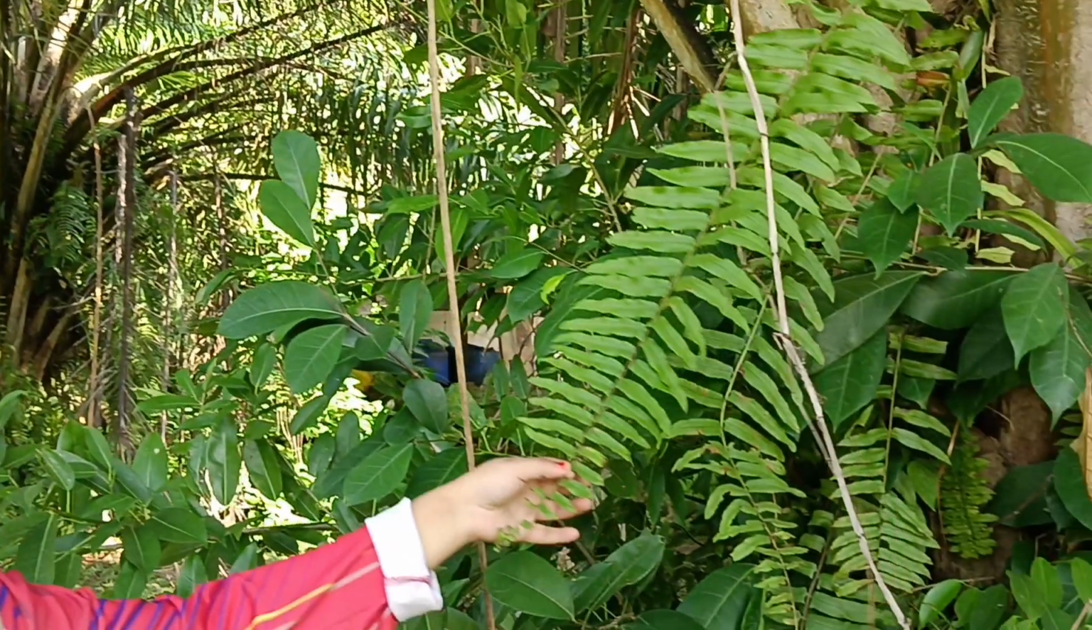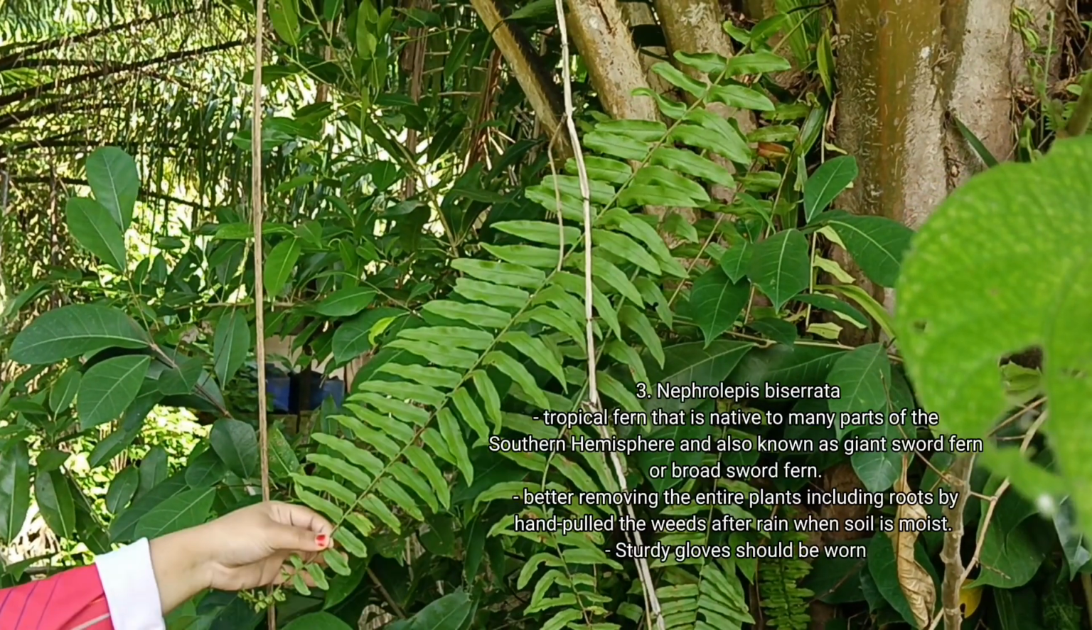The third one is Nephrolepis biserrata. It's a tropical fern that is native to parts of the southern hemisphere and known as giant sword fern or boston sword fern. It's better for us to remove the entire plant, including the roots, by hand weeding, which is hand pulling. We can hand pull the weeds after rain when the soil is moist, and we are required to use gloves so it can reduce any infection.